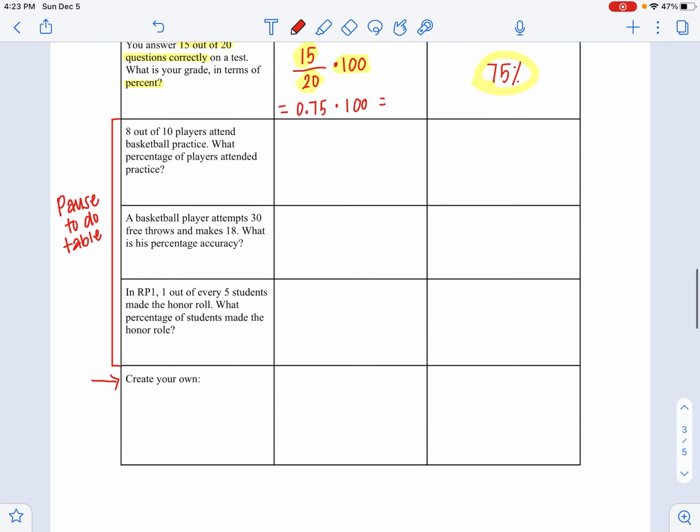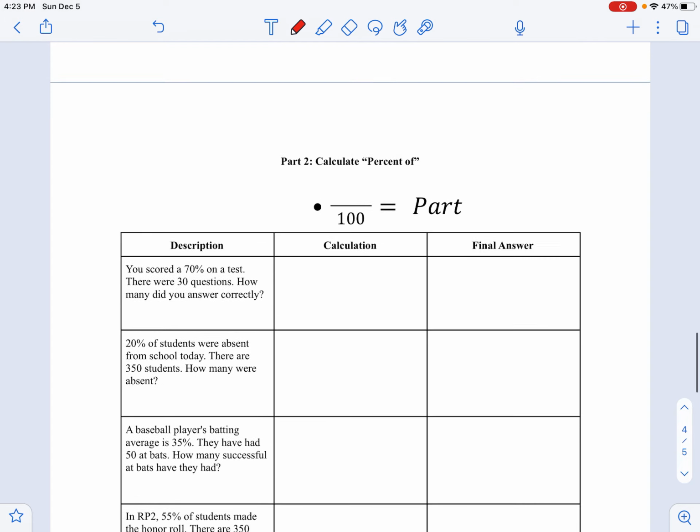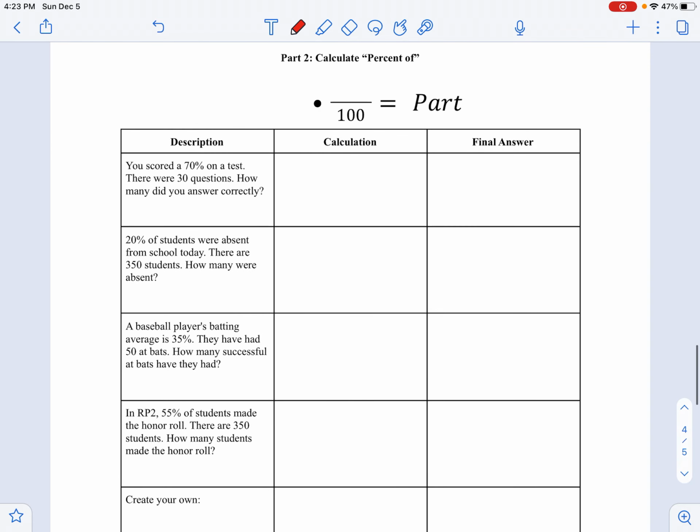Okay, you should have completed the rest of the table on slide 3. Let's take a look at slide 4. Another situation we can encounter is when we know a percent and we know the whole, we need to find the part. For example, you scored 70% on a test, and there were 30 questions. How many did you answer correctly?